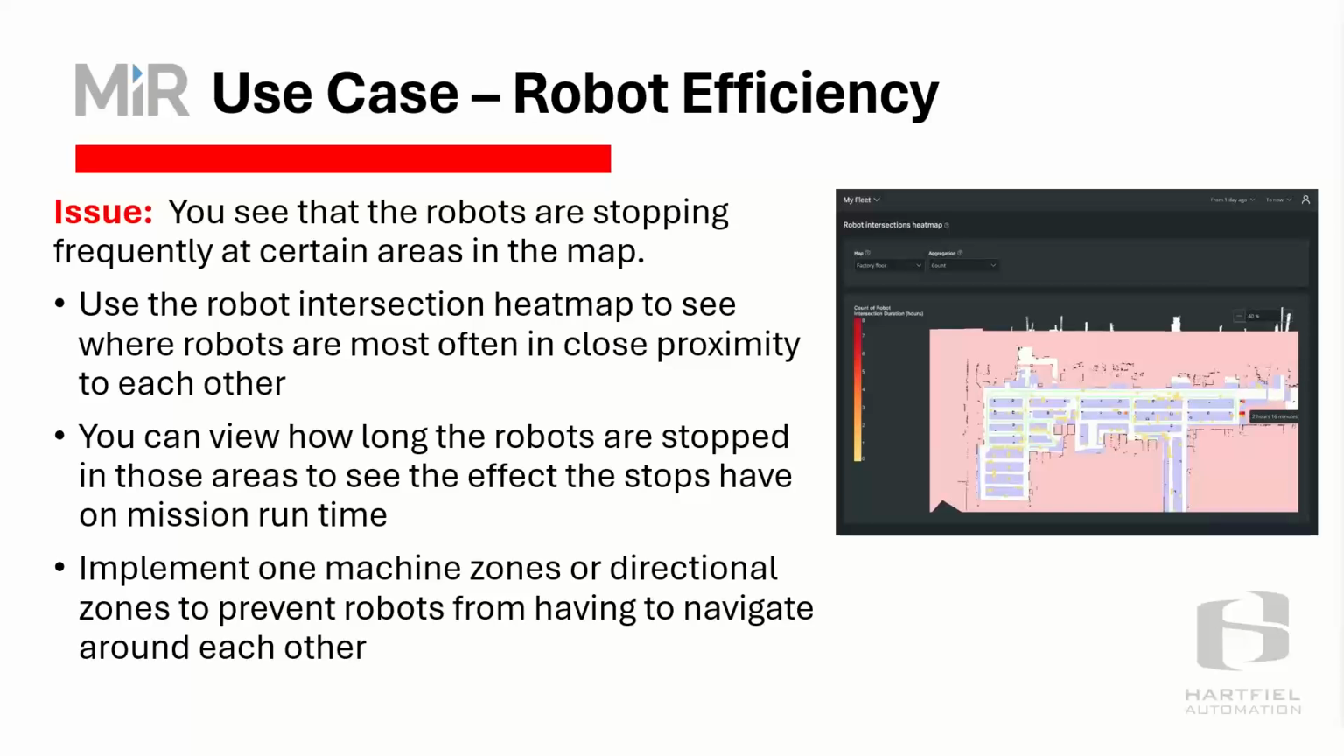So the next scenario here is that we observe that in certain areas of the map, robots are seemingly moving very slowly throughout a specific area. This could be because they're being e-stopped or, again, frequently have to navigate around each other. The first place we might start is using the robot intersection heat map to view where robots are in close proximity to each other. Once we pull up that heat map, we can view, by hovering over specific areas on the map, exactly how long the robots spend paused in each of those areas to understand the exact delay that those are causing to our mission efficiency.